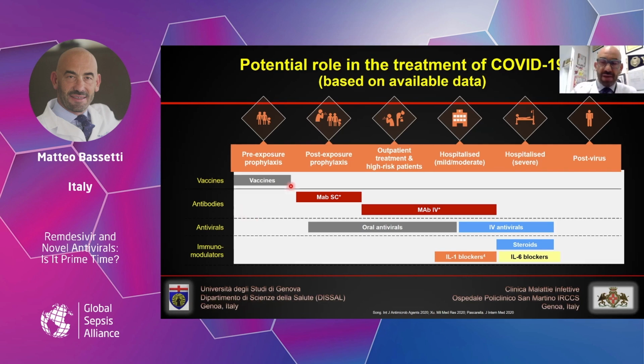So we have the pre-exposure prophylaxis with the vaccine. Then we have the post-exposure prophylaxis with the monoclonal antibodies by subcutaneous route, or the treatment for outpatients with monoclonal antibodies, but even for hospitalized patients. And then we have the role of antivirals. As you can see, we have oral antivirals that should be used in the outpatient setting, but also in hospitalized patients, and IV antivirals for patients hospitalized with severe forms. And then obviously we have other drugs like steroids, IL-1 blockers, or IL-6 blockers.